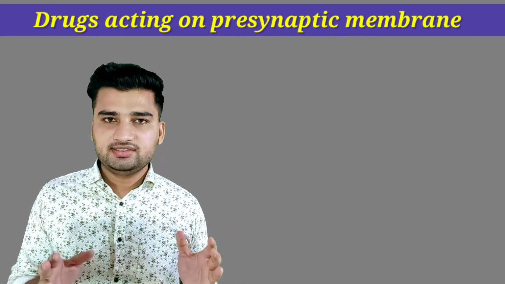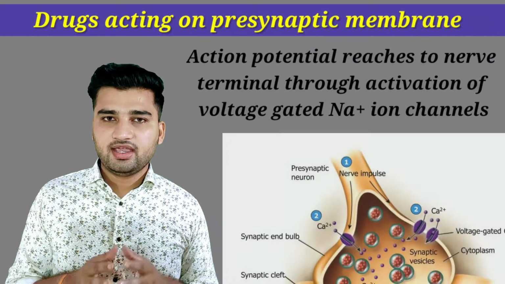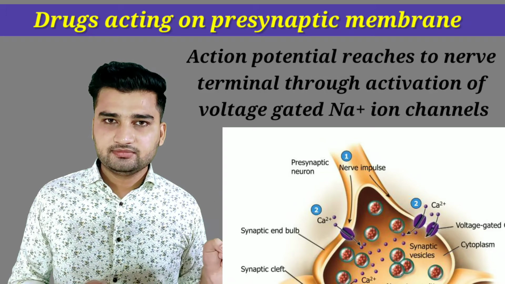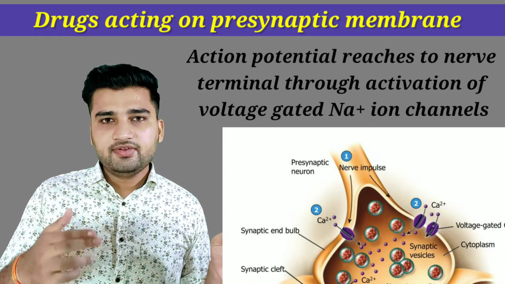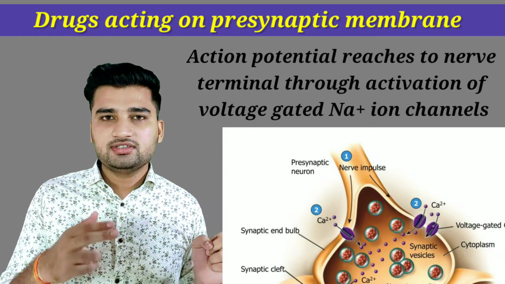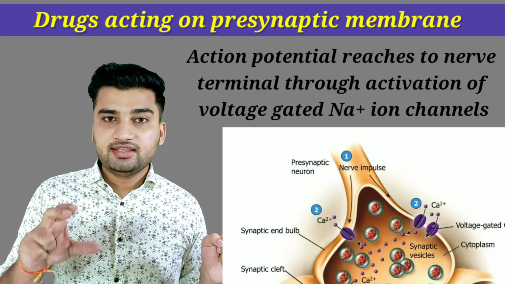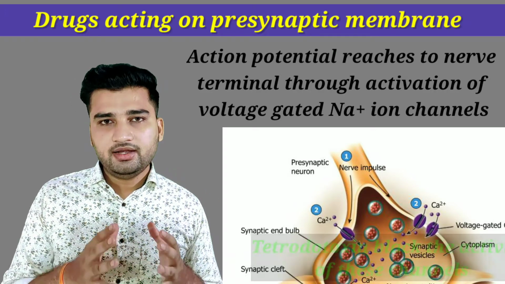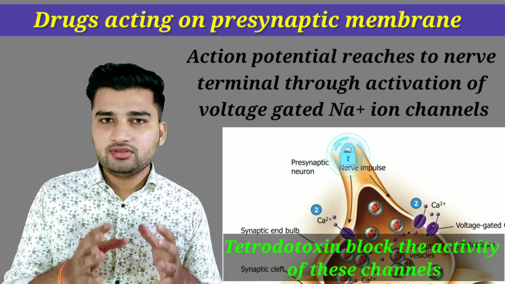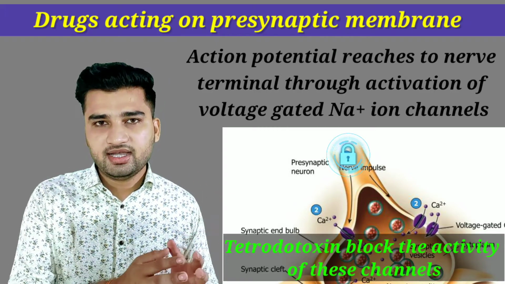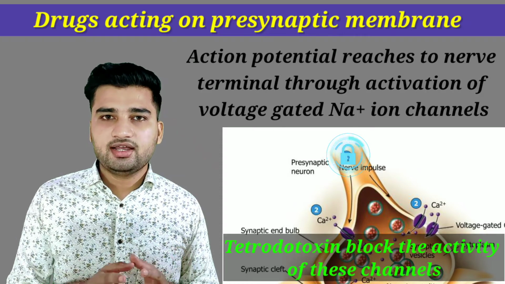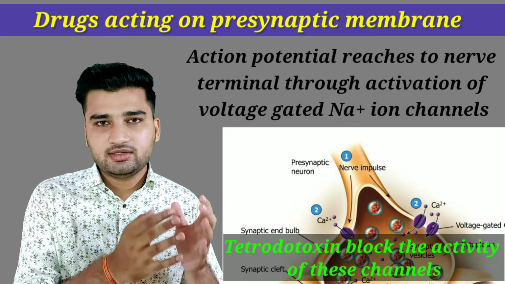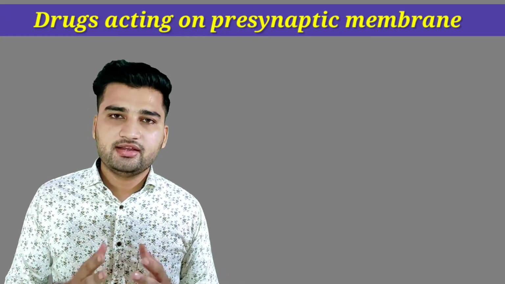Let's start from the first step of neuromuscular junction. Action potential reaches the nerve terminal. It means that depolarization occurs at the nerve ending. We already know that activation of voltage gated sodium ion channels causes the depolarization of a membrane. But there are drugs that block the activity of these voltage gated sodium ion channels. Tetrodotoxin is a type of drug that blocks these channels. So there is no depolarization at the nerve ending. Hence these drugs act as a neuromuscular junction blocker or decrease the activity of NMJ.